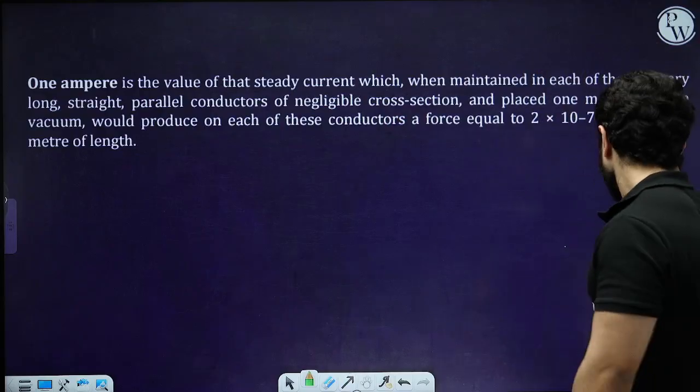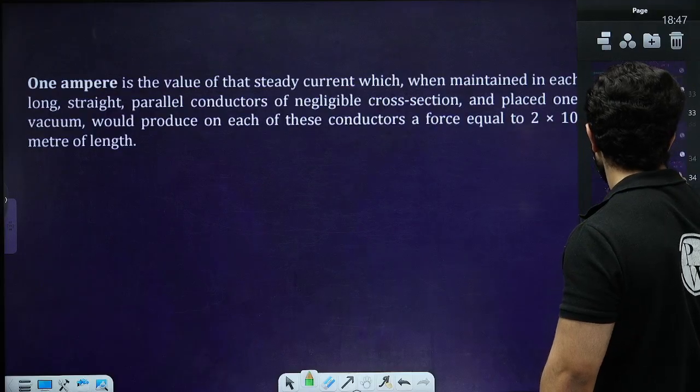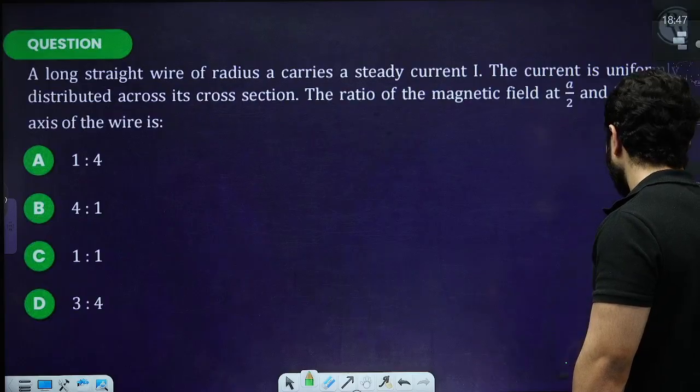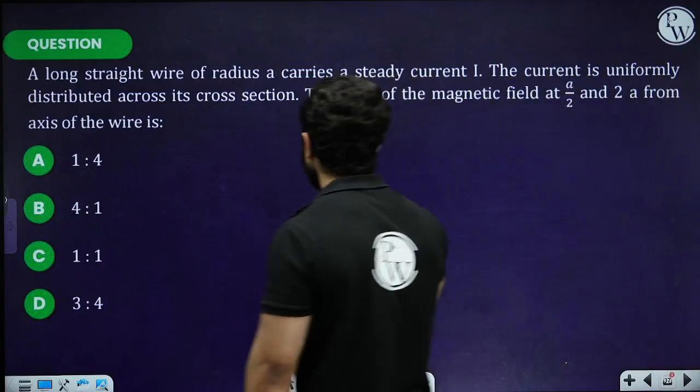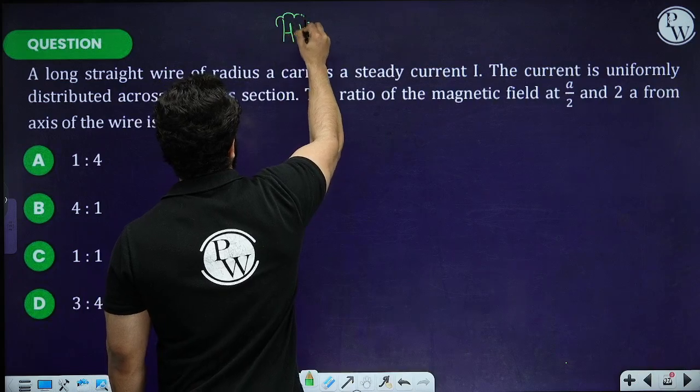All right. Now I think what we can do is solve some questions. For example, do we have the ratio of magnetic field? This is homework. Please solve it in homework. This is a magnetic field question. I think you can do it.